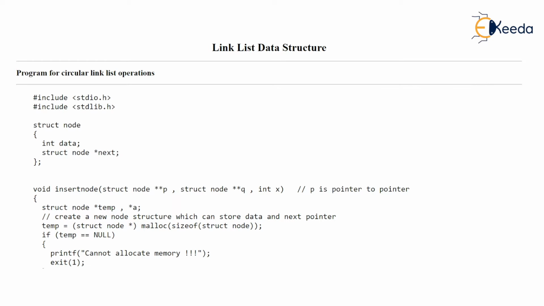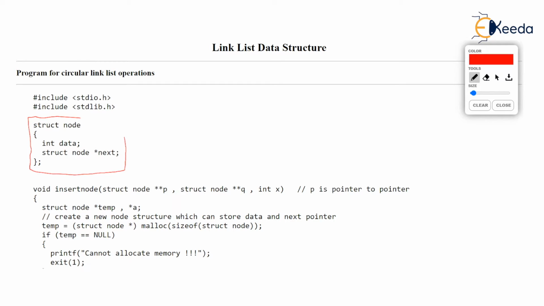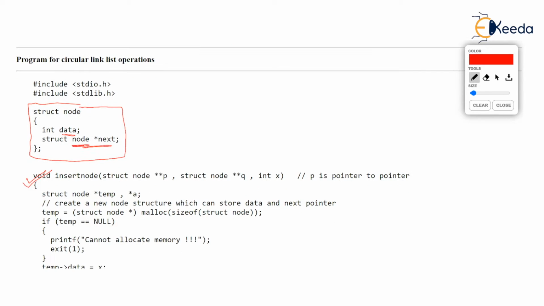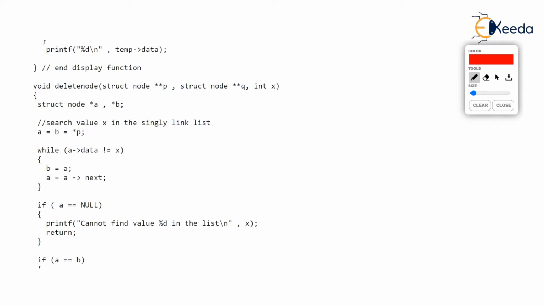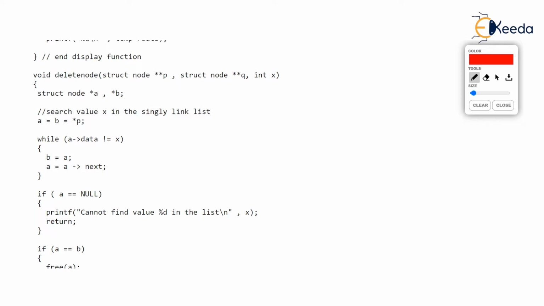Circular linked list program starts again by declaring the node structure. You see, every node is going to contain integer data and a pointer to next, which can point to any node. Then we have the insert node function, which will insert only one node at a time. Then we have the display function. Display will display the entire circular linked list, all the data. Then we have the delete node function, which will delete only one node which is asked for.